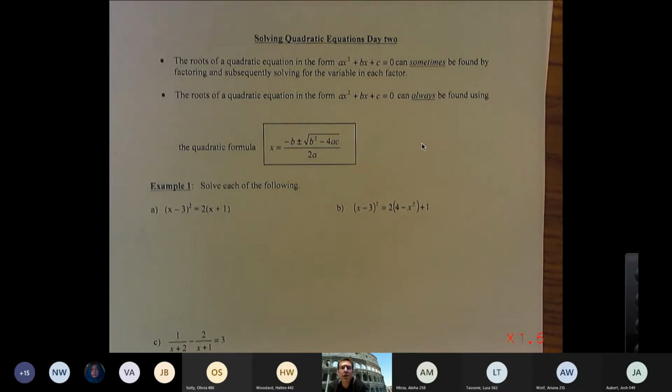The roots of a quadratic equation in the form ax squared plus bx plus c can sometimes be found by factoring. And the roots of a quadratic equation of the form ax squared plus bx plus c can always be found using the quadratic formula. Nothing new, we just covered this.